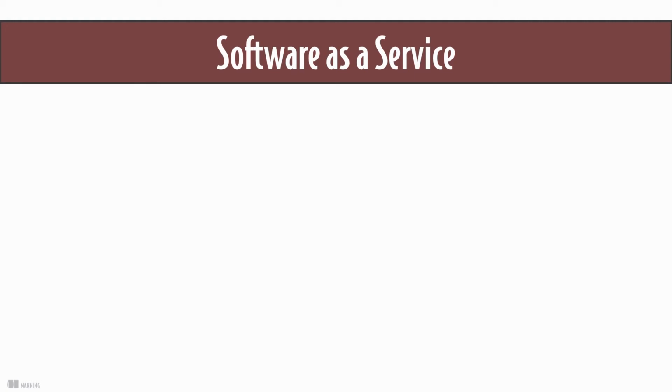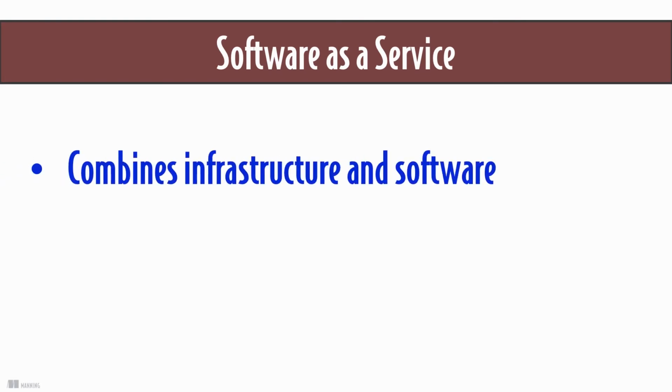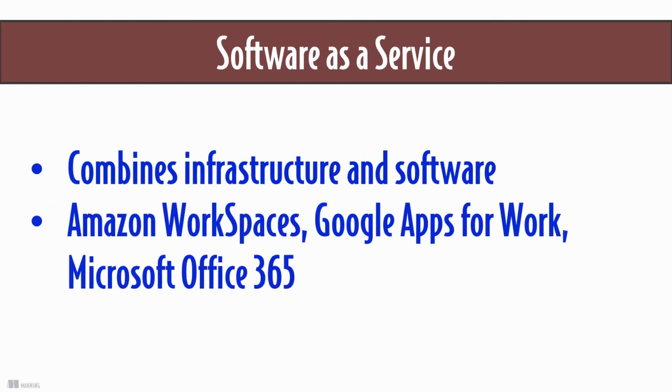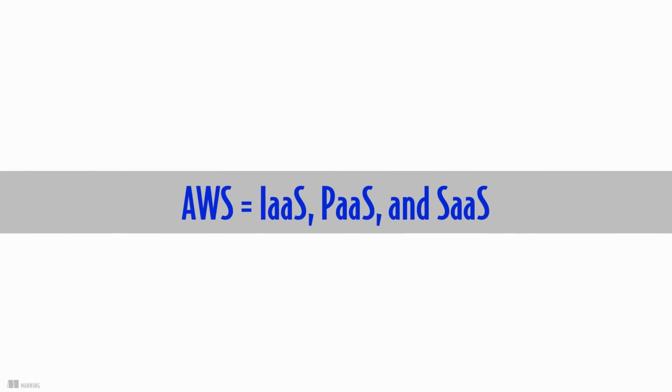Software as a service goes one step further and offers you the software bundled with the infrastructure, so it combines both. For example, Amazon WorkSpaces offering virtual desktops, Google Apps for Work with Gmail, Google Docs and so on, or Microsoft Office 365. AWS is offering services in the categories infrastructure as a service, platform as a service, and software as a service.